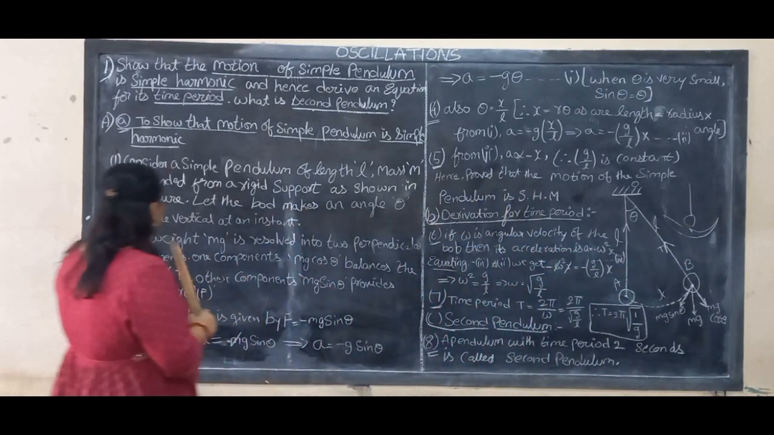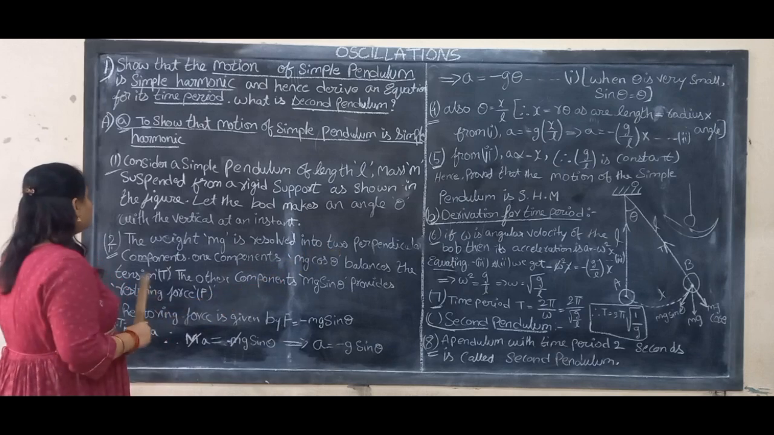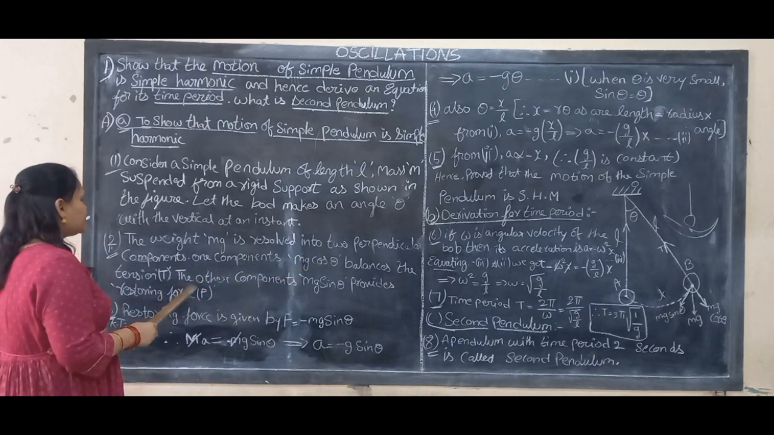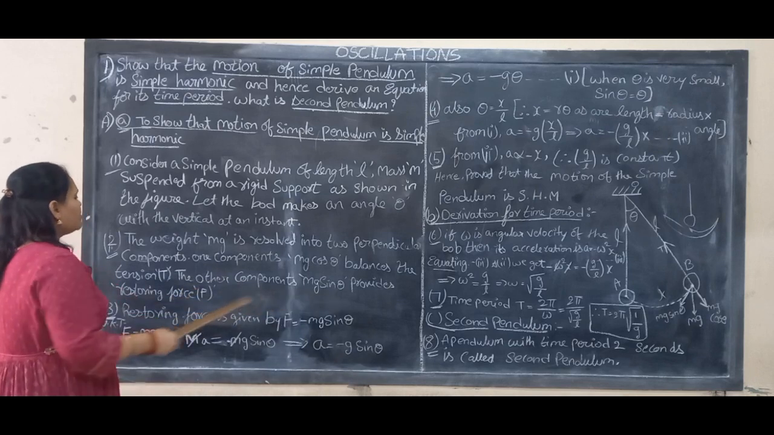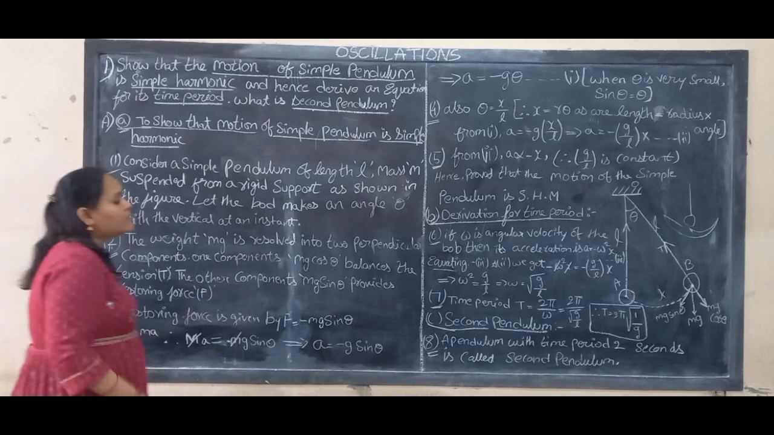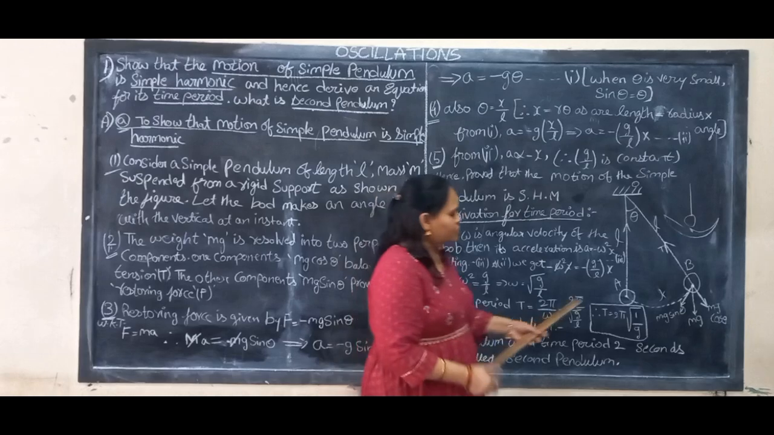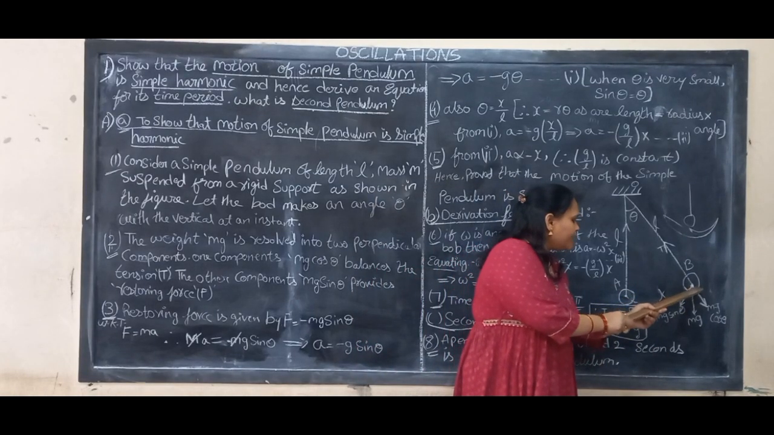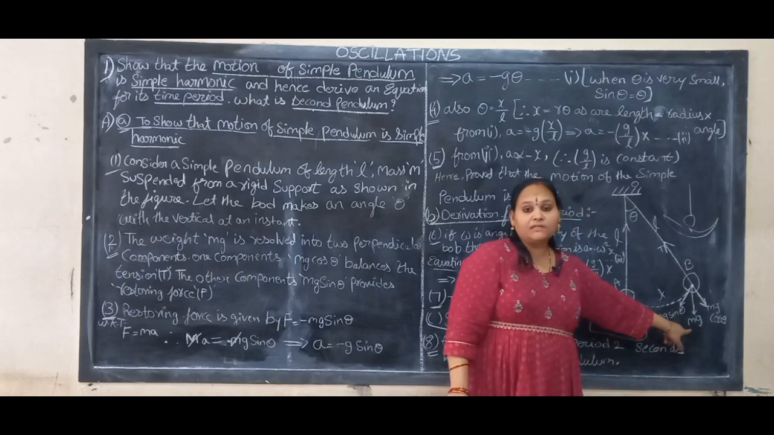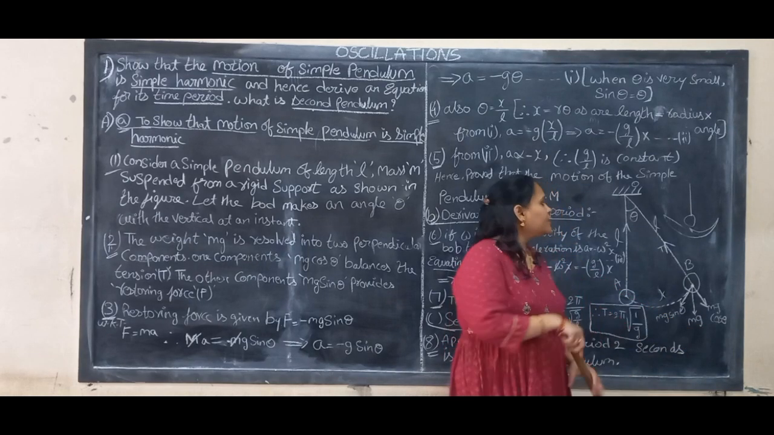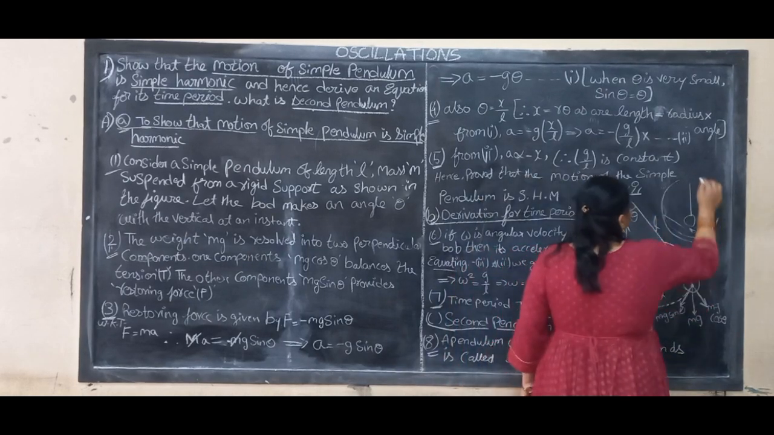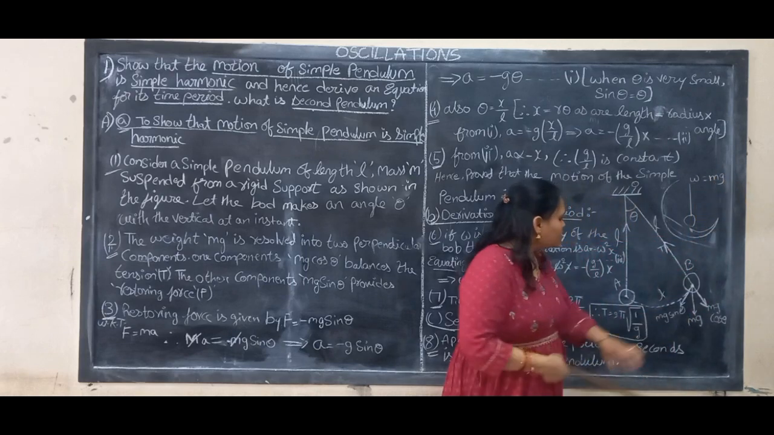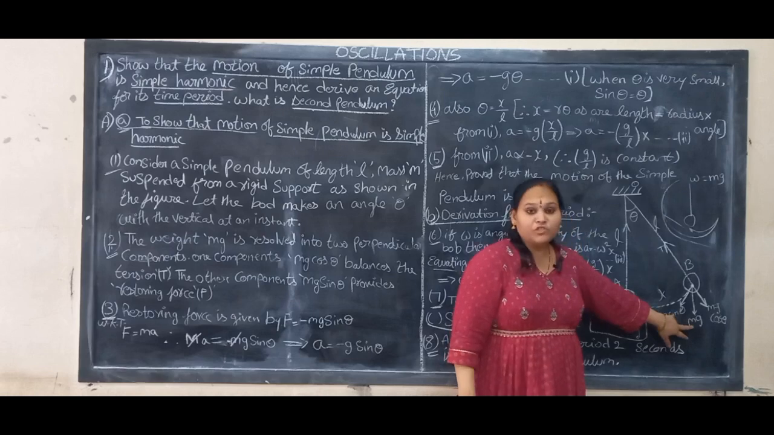The weight mg is resolved into two perpendicular components. One is mg cos theta, which balances the tension. The other component, mg sin theta, provides the restoring force. So the bob moves like this. The weight of the bob is mg. W equals mg. Everybody knows the formula for weight: W equals m into g. So the weight of the bob is mg.